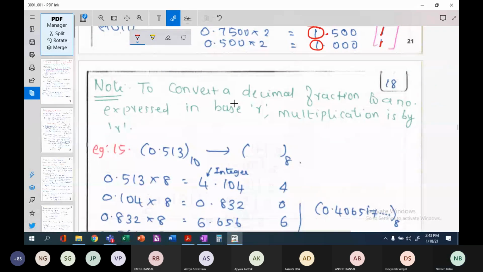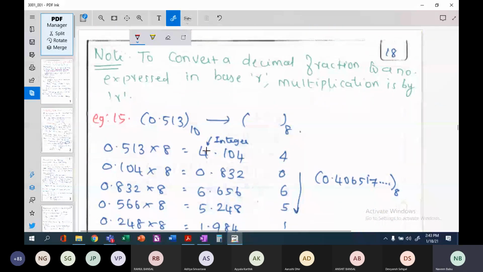Similarly, if you want to convert to any other base, say 0.513 you need to convert to octal. Then what you should do is multiply 0.513 by 8. Whatever the integer part you are getting, write it as a coefficient. So here 0.513 multiplied by 8 is 4.104. You take this 4 separately, and then the remaining is 0.104. So 0.104 multiplied by 8 is 0.832. So the coefficient again here is 0.